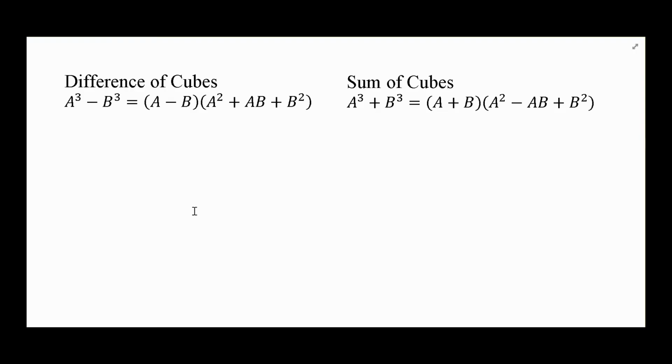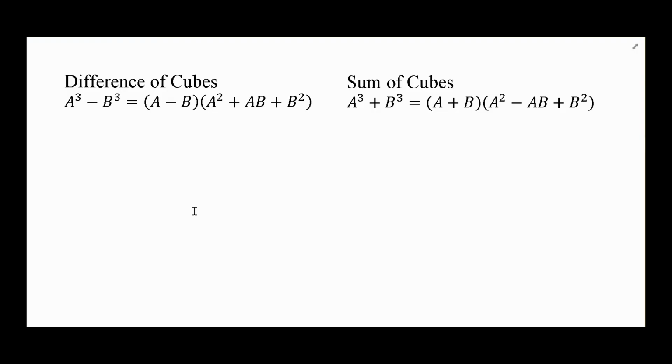If those terms are cubed and the sign between the two terms is a subtraction sign, then you probably have a difference of cubes. If you have a binomial with cubed terms and the sign between them is a plus, then that's going to be the sum of cubes. That's how we're going to identify which of these is which. Now I want to have these up at the same time so you can see the similarities and differences between them.